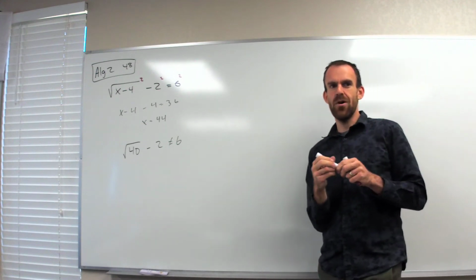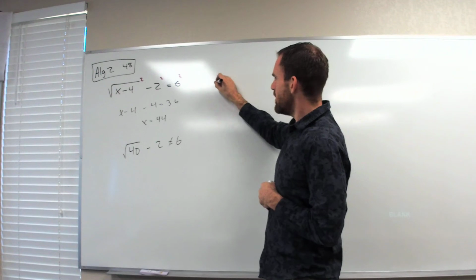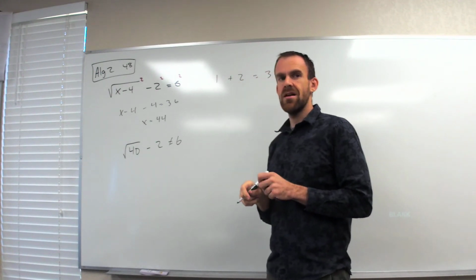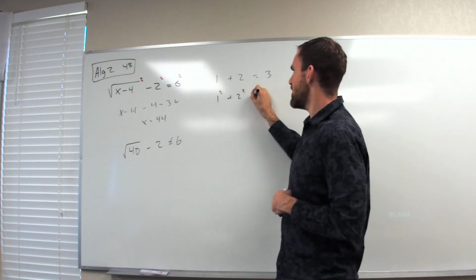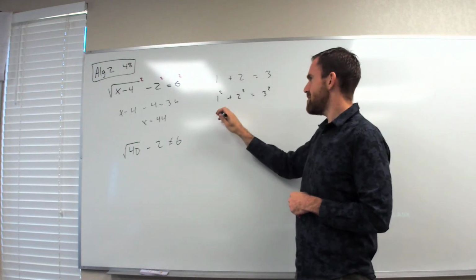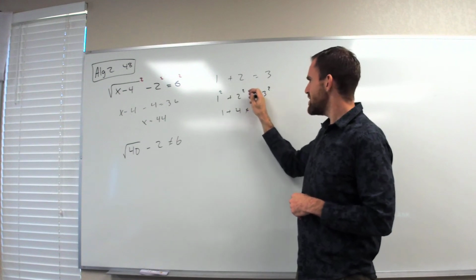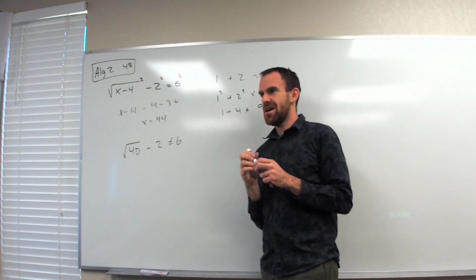Now, why is that wrong? Because 1 plus 2 equals 3. Is it true that 1 squared plus 2 squared equals 3 squared? No. Absolutely not. Never has this been true. Never has this been a thing that you're allowed to do, and you will not do it this time.